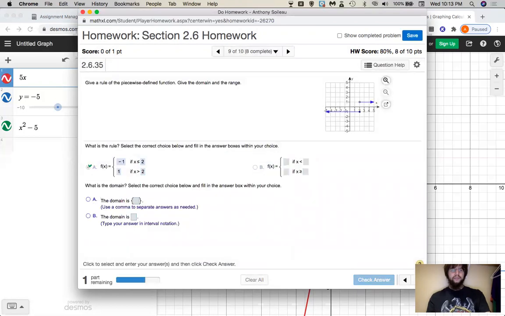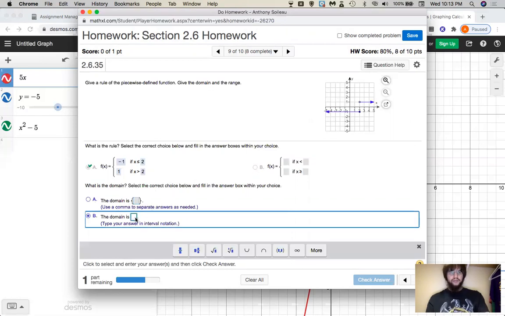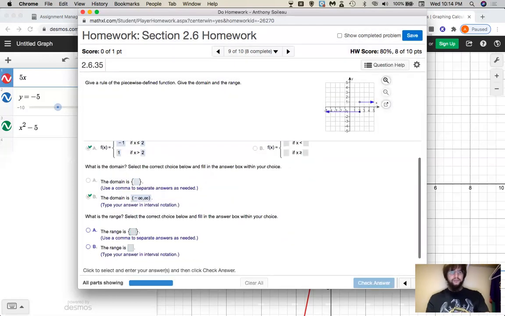What's the domain? Domains are x's. It goes forever that way, and it goes forever that way. So the domain's everything. So I'm going to type it right here, right? Maybe. Oh, wait. Why is it a curly bracket? Why does it say commas separate answers? Because that's the wrong box you're checking. Put it in here where it says interval notation. Make sure you choose the right box or it will mark it wrong.